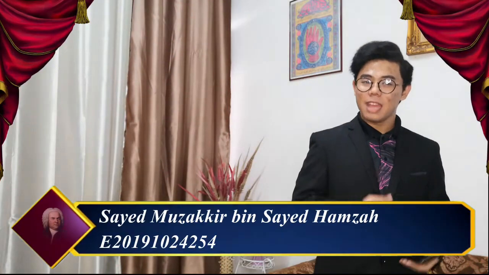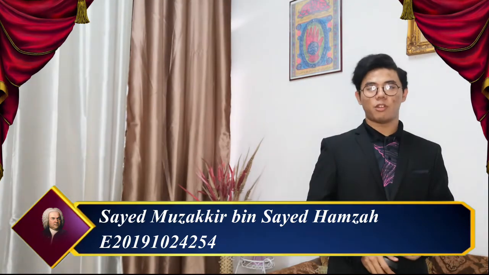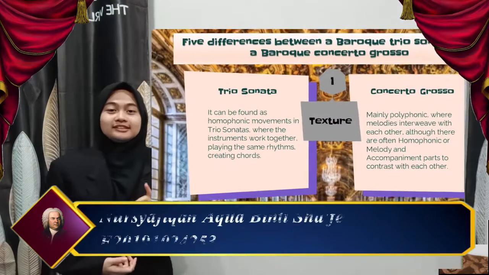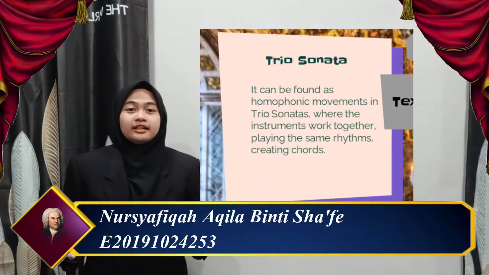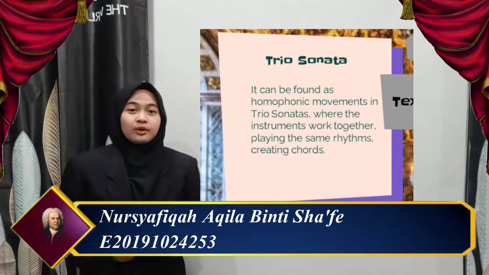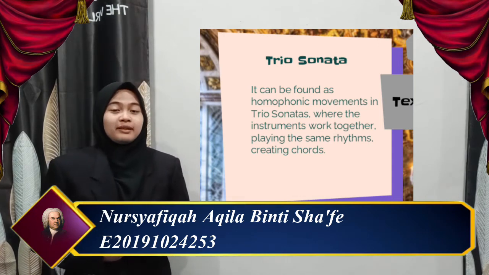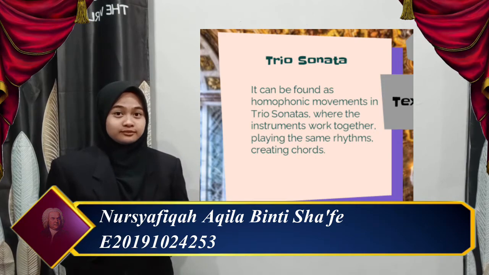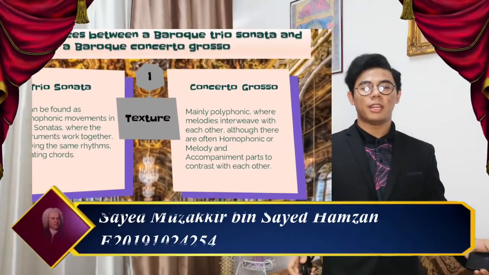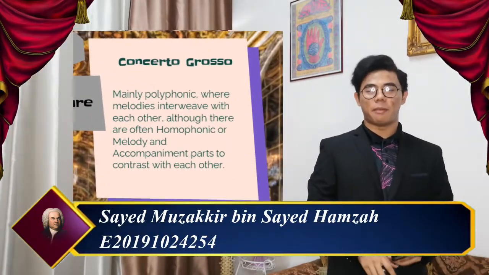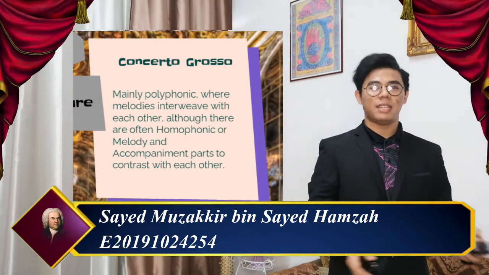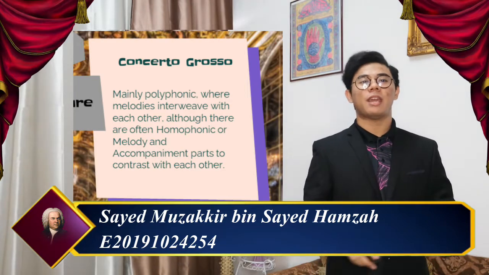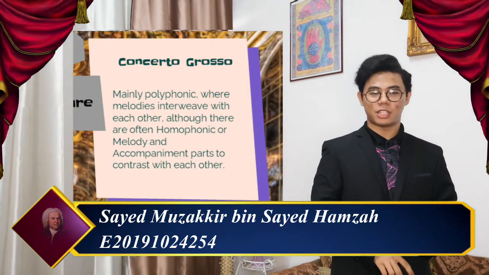Okay, let me and Shafika answer the third question. What do you think about the differences, Shafika? First is texture. In Trio Sonata, it can be found as homophonic movements, where the instruments work together, playing the same rhythms. So, what is the difference in Concerto Grosso? In Concerto Grosso, the textures are mainly polyphonic, where melodies interweave with each other, although they are often homophonic or melody and accompaniment parts to contrast with each other.